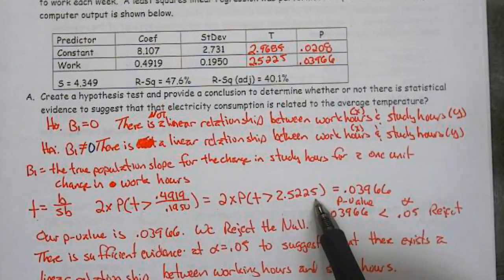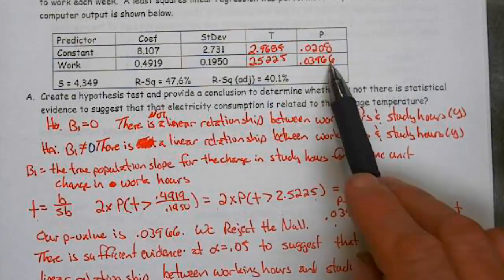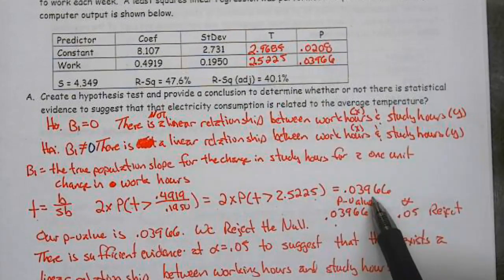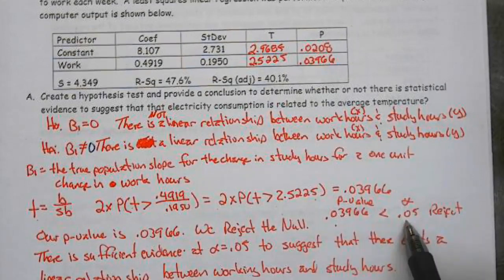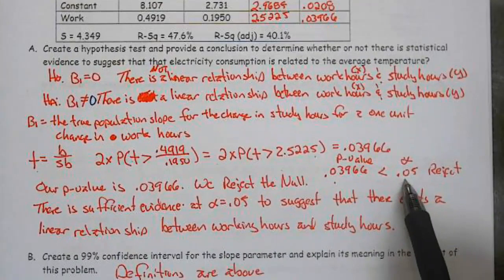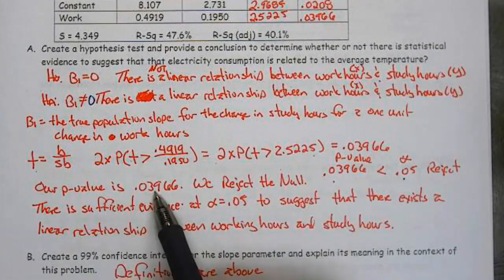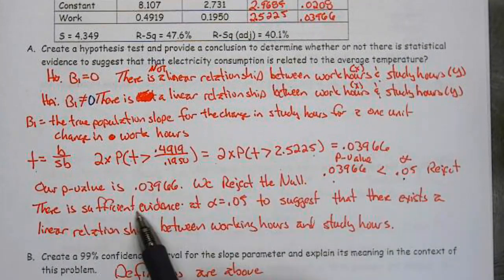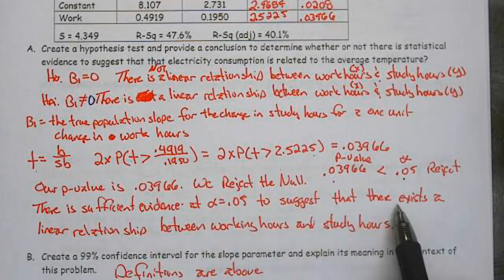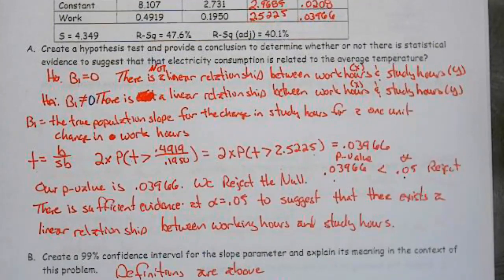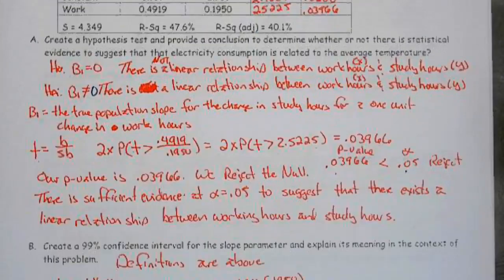And so I have that value, and we've already calculated that p-value is 0.0396. 0.0396 is less than alpha, so we're going to reject the null. Our p-value is 0.0396. We reject the null. There is sufficient evidence at alpha equal 0.05 to suggest that there exists a linear relationship between working hours and study hours. And we probably should come back and say there is a linear relationship between working hours and study hours.